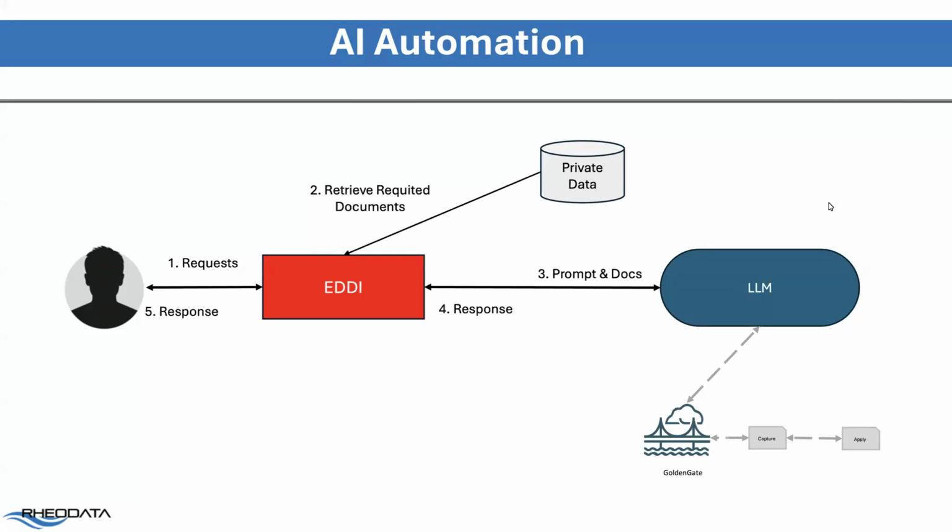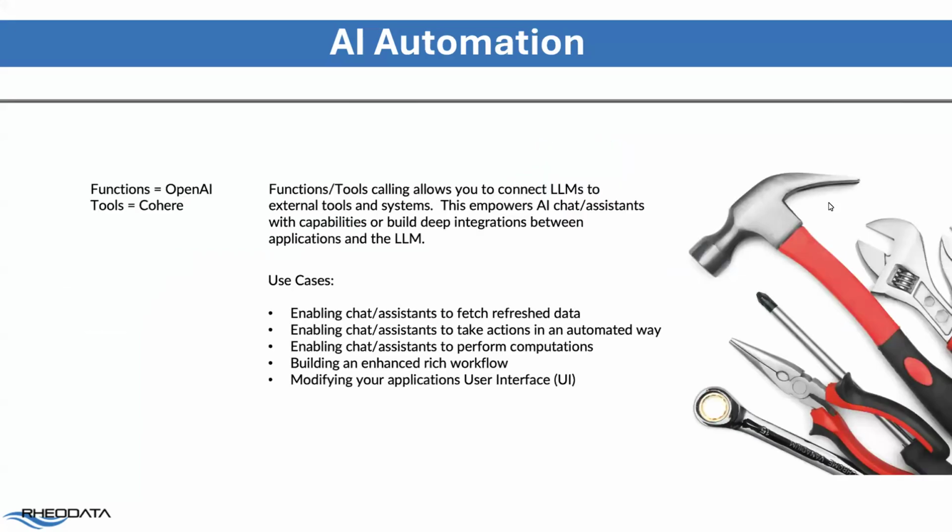However, it gets a little bit easier. If you look at the documentation for both OpenAI and Cohere, you'll start seeing references to functions and tools. Functions and tools are a way to tell the LLM how to actually interact with an external tool or system.